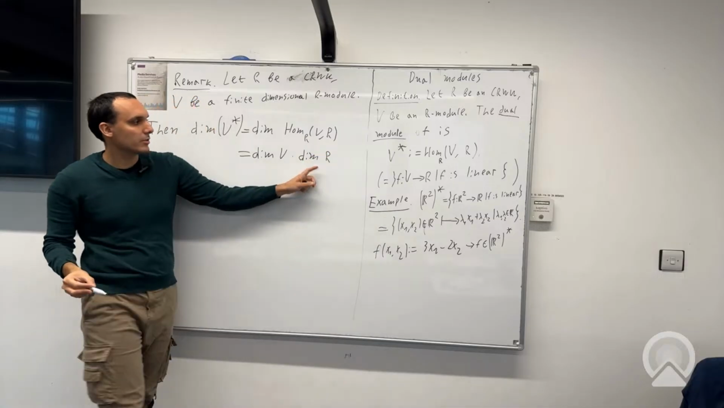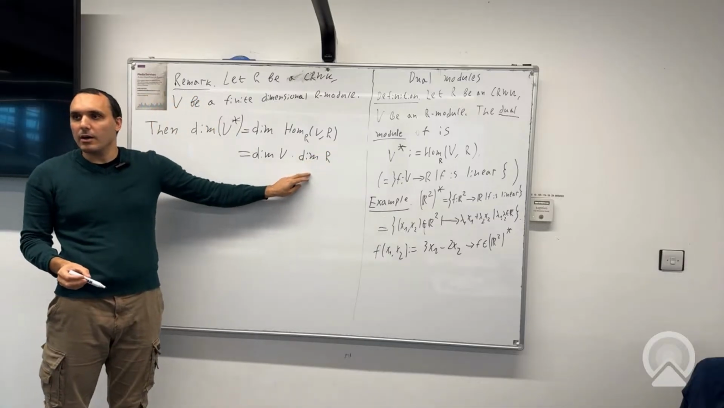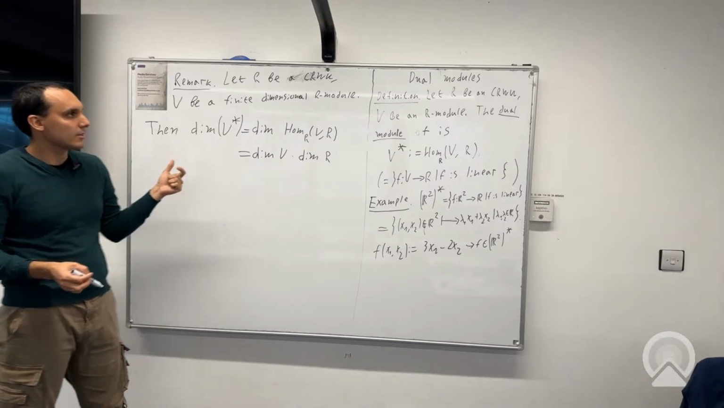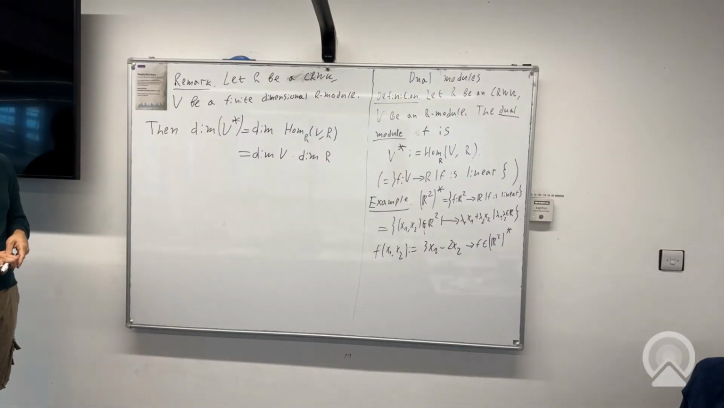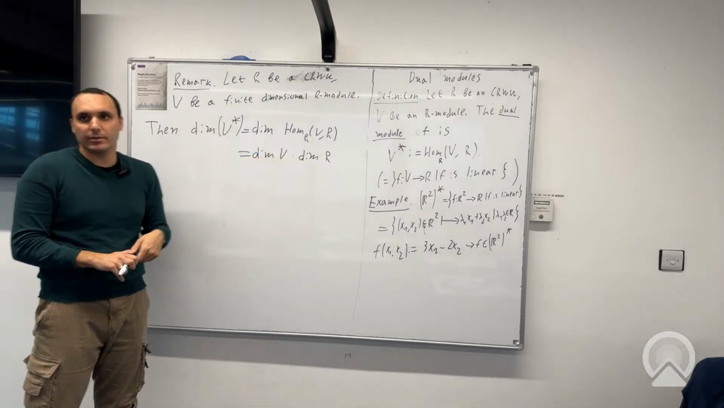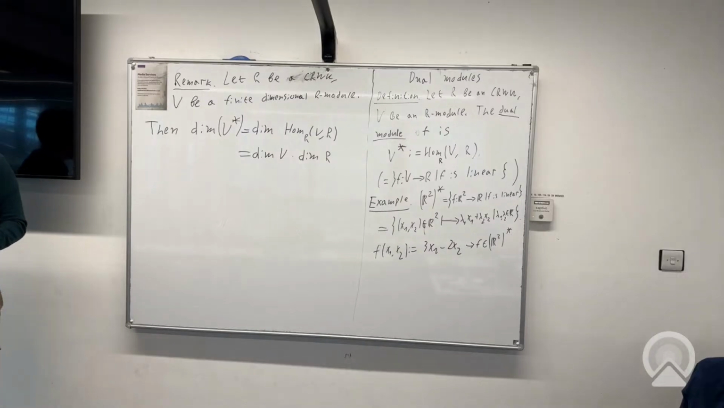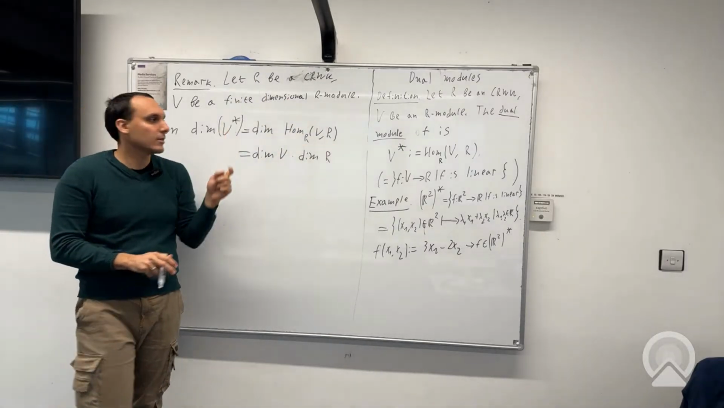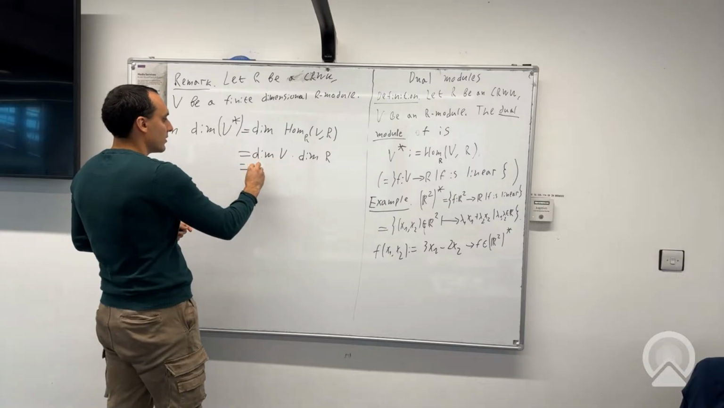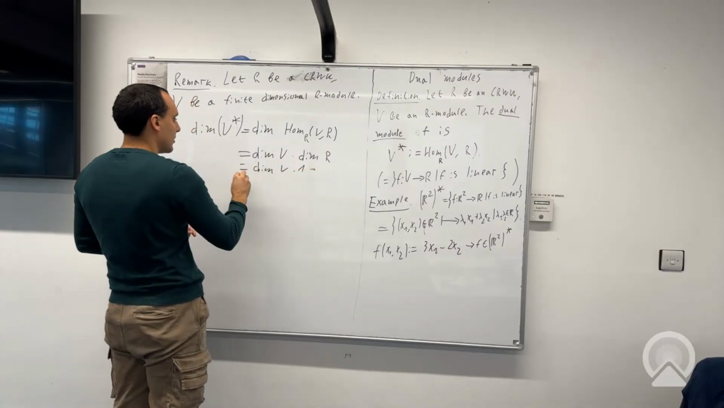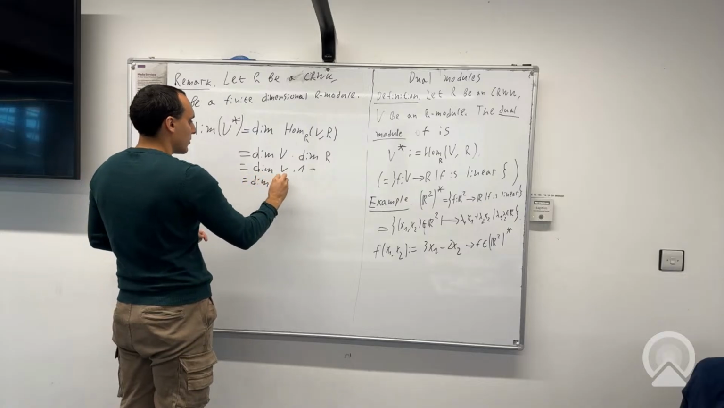What's the dimension of R? You have the ring as a module over itself. What's its dimension? 1. It's like R to the power of 1. So this is the dimension of V times 1, so this is the dimension of V.